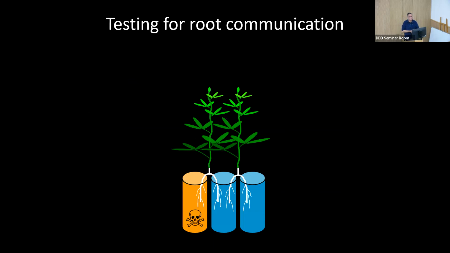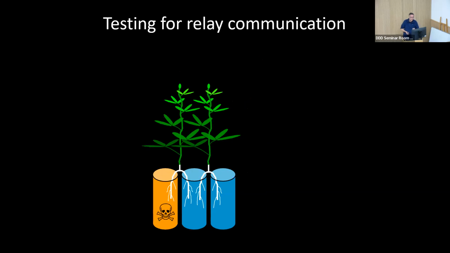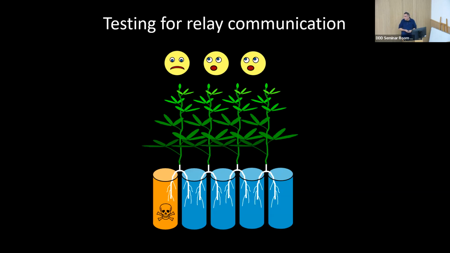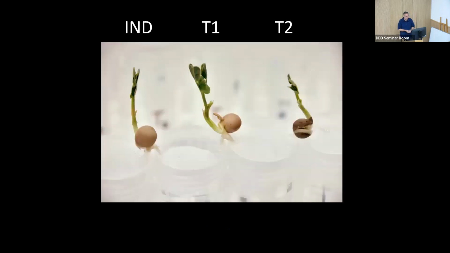And then you can induce some stress on one of the roots of one of the plants, and you can ask whether it will respond. Obviously, it should, right? But would the neighbor respond as well to stress that it did not experience? To test for relay communication, all you need to do is to add some more neighbors. So this is a one-dimension type of scenario, very simplified. This is how it looks in the lab.